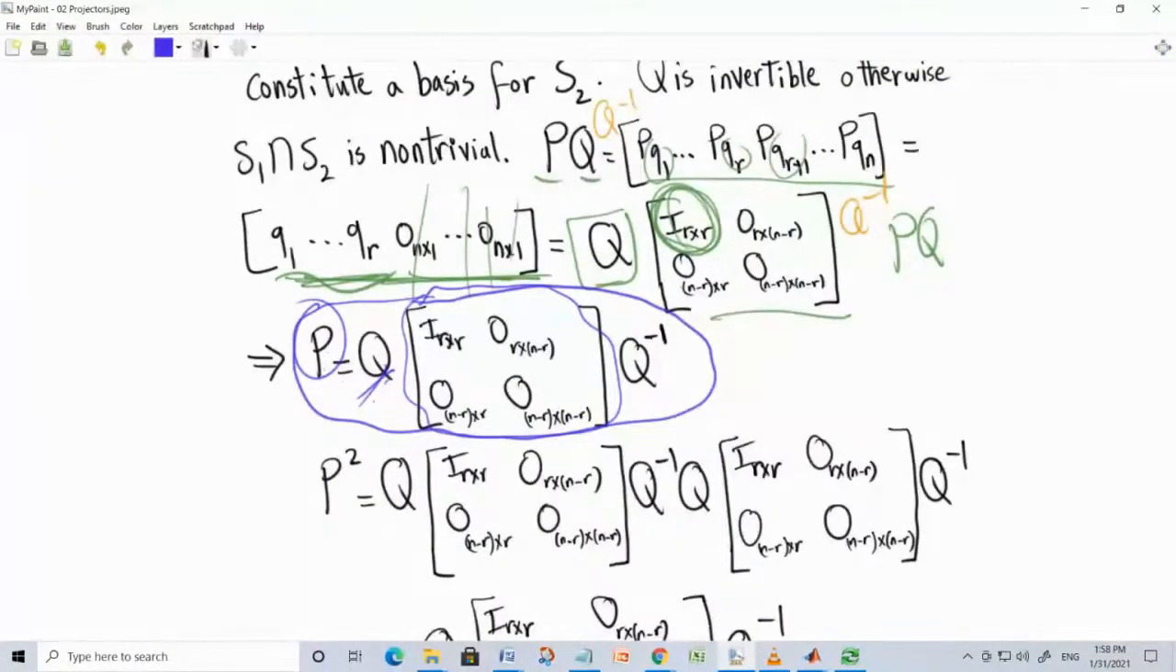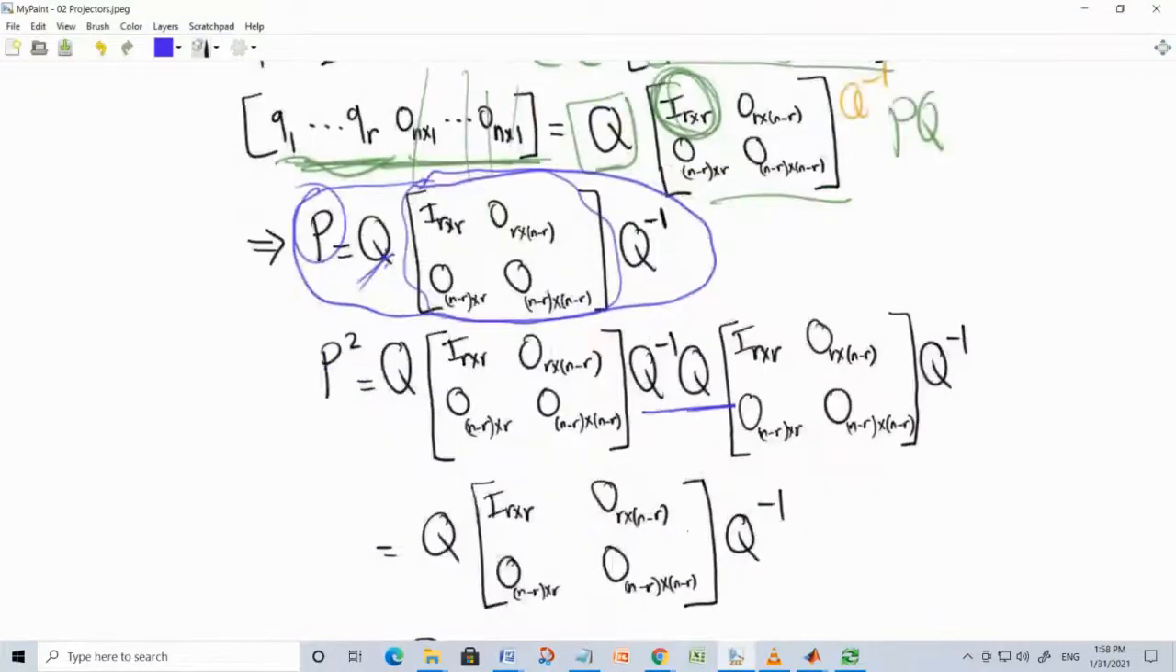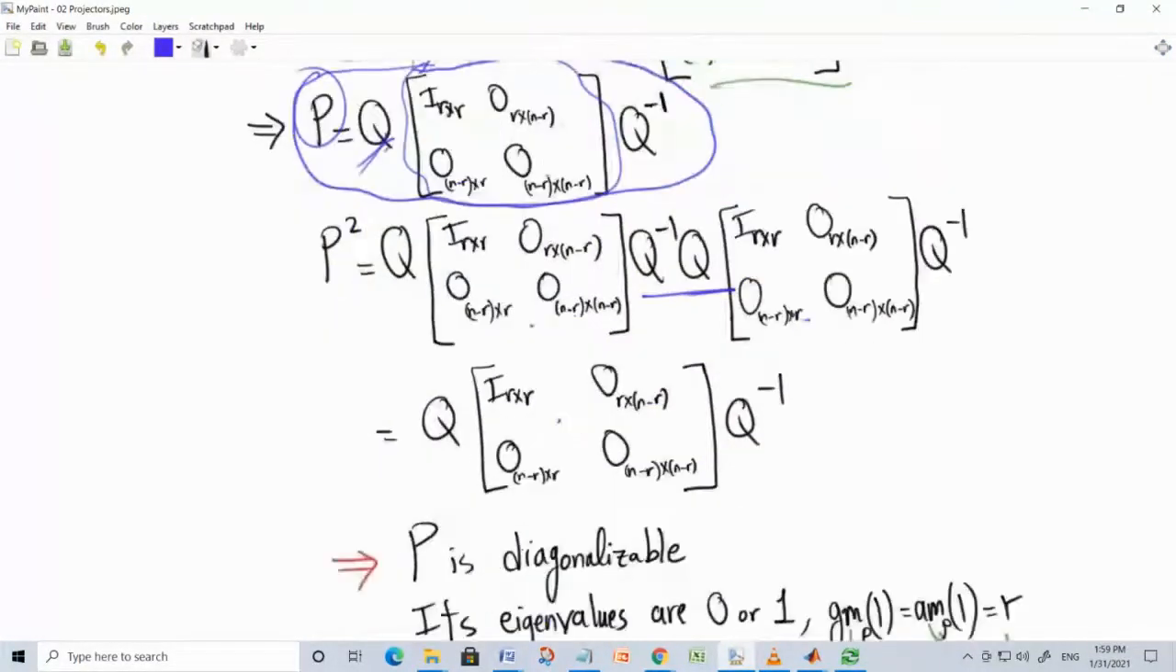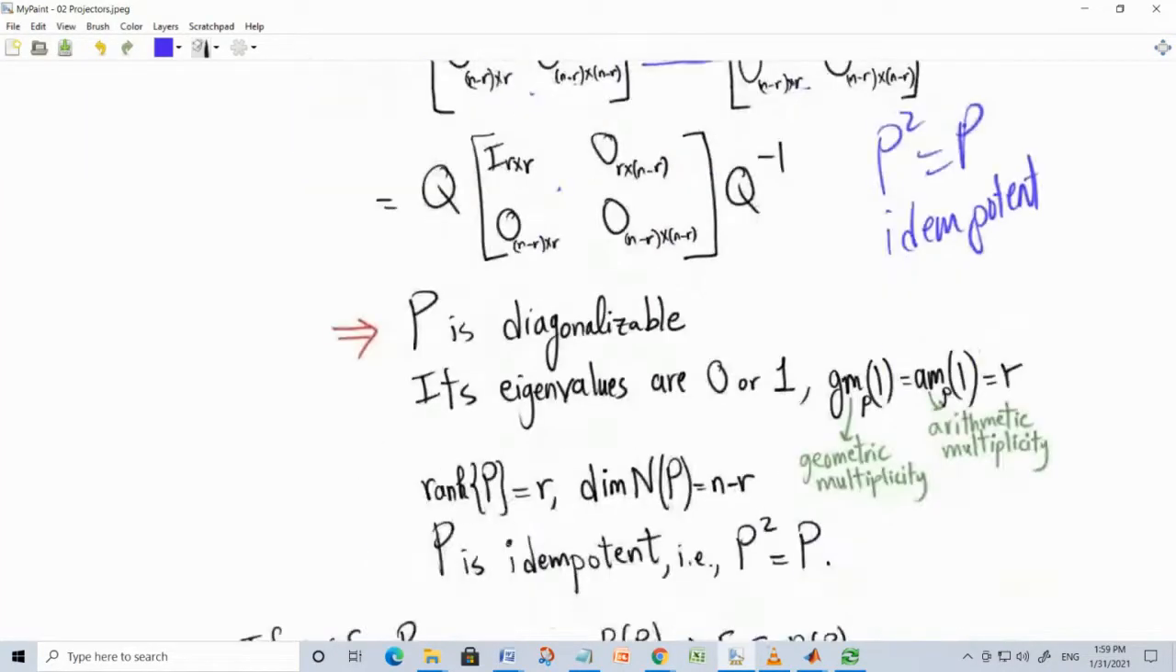Also, if you take matrix P and multiply it by itself, then when you multiply this by itself, Q inverse Q is identity, and if you multiply these two matrices, you get the same matrix again. So actually P squared is equal to P. So matrix P is idempotent. It is one of those matrices in which if you square the matrix, you get the matrix itself. Okay, so here is the list of our conclusions.